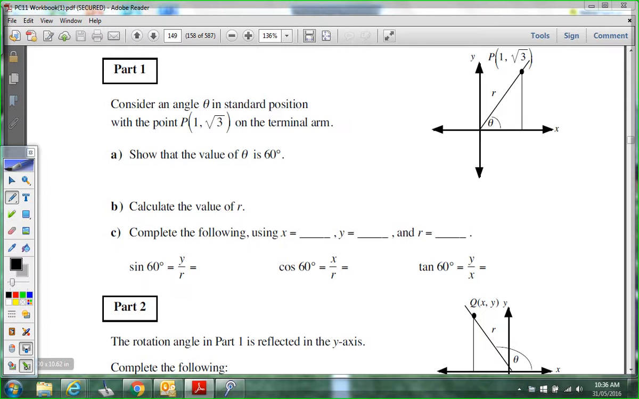So if I'm asking you for the sine, I'm asking you for the y. If I'm asking for the cosine, I'm asking for the x on these ratios. The x is just a lateral movement, and the y is just a vertical movement. But again, I'm giving you a little bit too much right now, so we'll just keep going. Consider the angle theta in standard position with the point (1, root 3) on the terminal arm. Show the value of theta is 60 degrees.